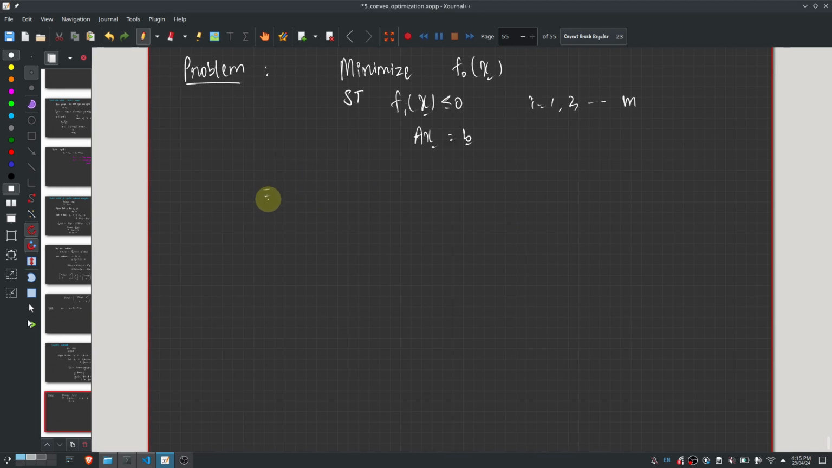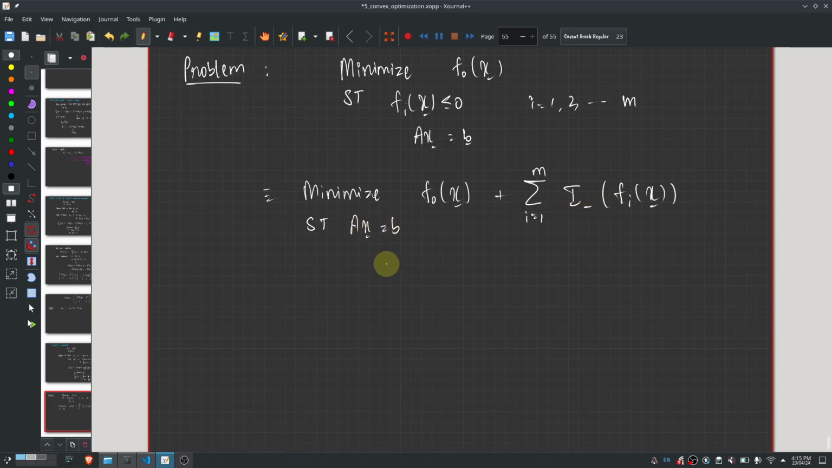So this is the same as saying we want to minimize f0 of x plus the summation i equal to 1 to m of I minus of fi of x, subject to the constraint that Ax is equal to b.